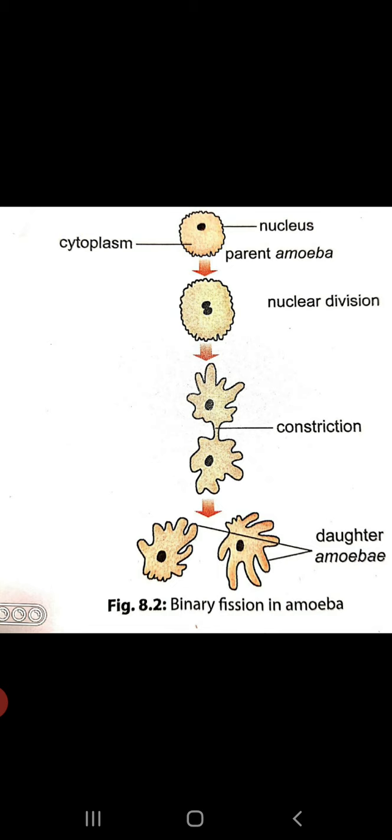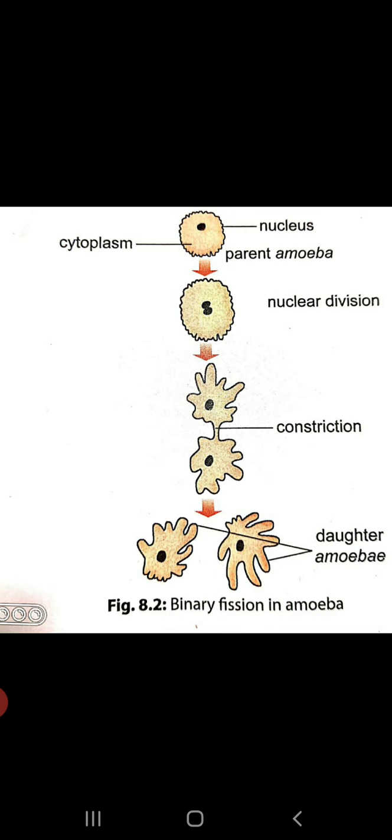Here in the diagram, you can see the parent nucleus divides first, then the cytoplasm divides, and then two daughter cells are formed, each one having one nucleus, right? And then they develop into two daughter amoebae. So this is how binary fission takes place. There are also examples where multiple daughter cells are produced. In that case, it is called multiple fission. The word fission means to split. So in binary fission, the parent cell splits into two daughter cells. That's what binary fission is.